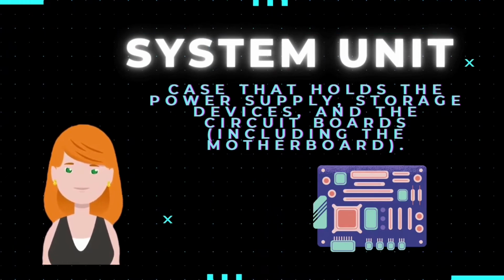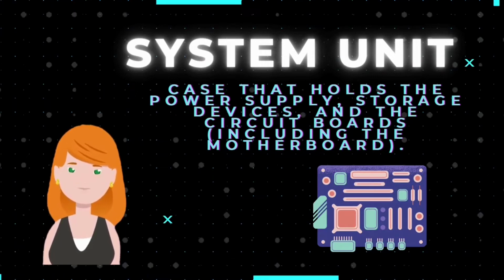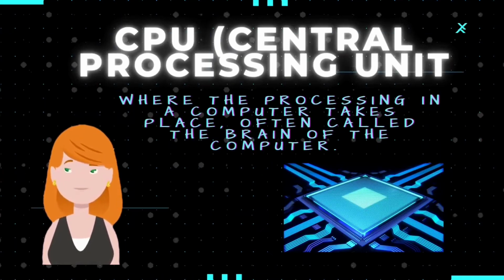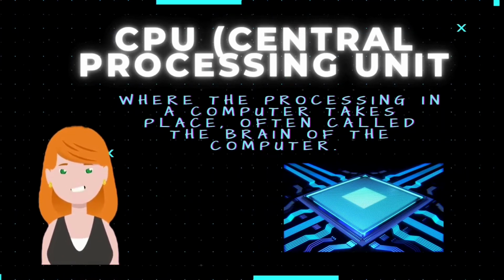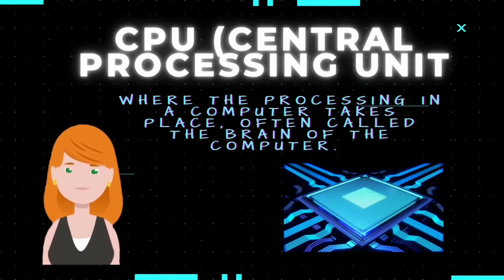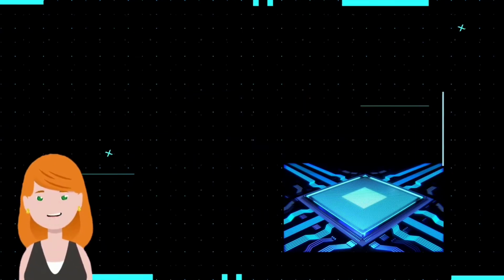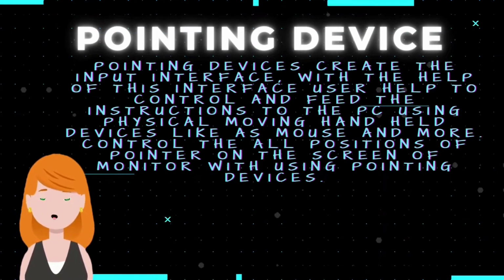Case that holds the power supply, storage devices, and the circuit boards, including the motherboard. The CPU, our central processing unit, is where the processing in a computer takes place, often called the brain of the computer. Pointing device. Pointing devices create the input interface.